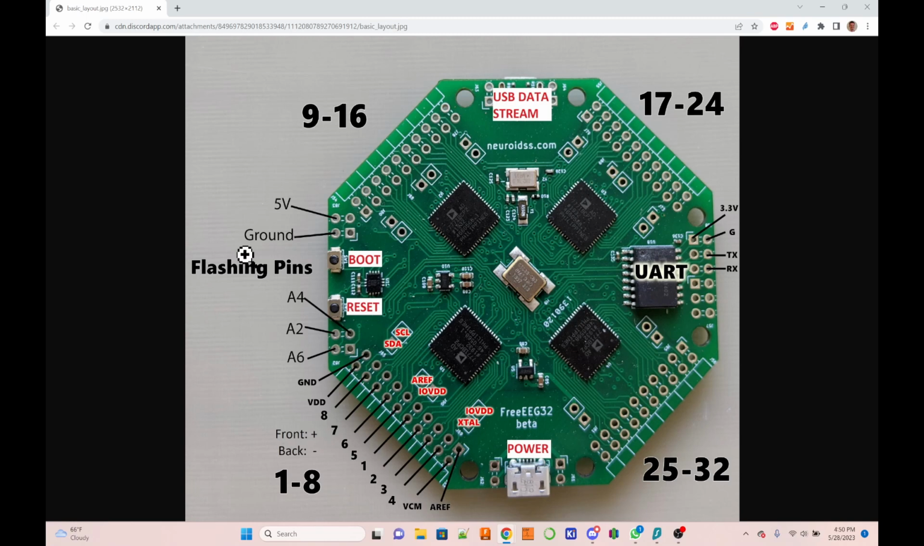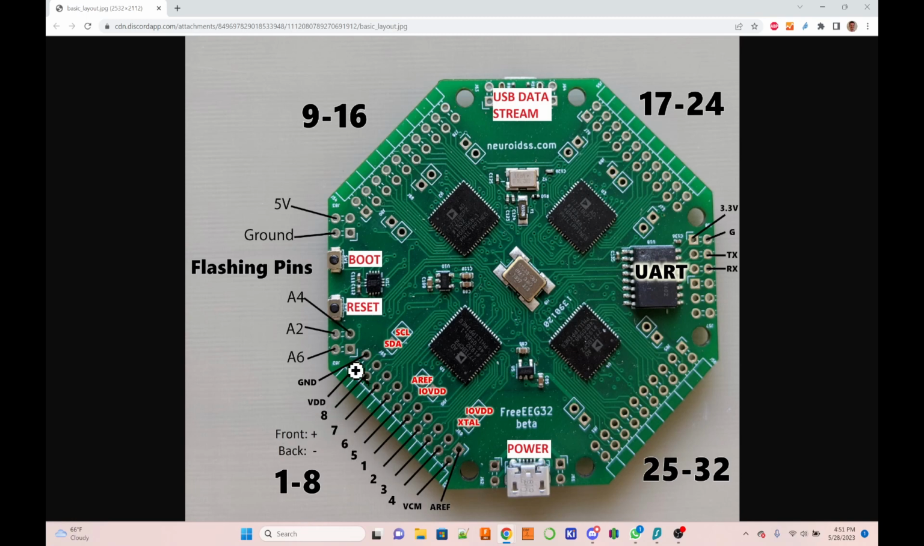VCM is already internally connected on this whole board. So if you connect one of these VCMs, you're done. You don't have to also connect this and this and this. Internally on the board, all the VCMs of all the 4 ADCs are connected. So that's an important little thing to take note of.